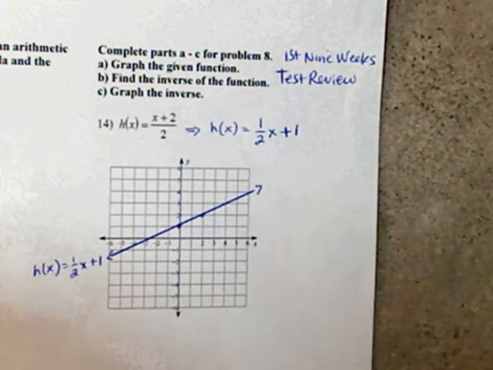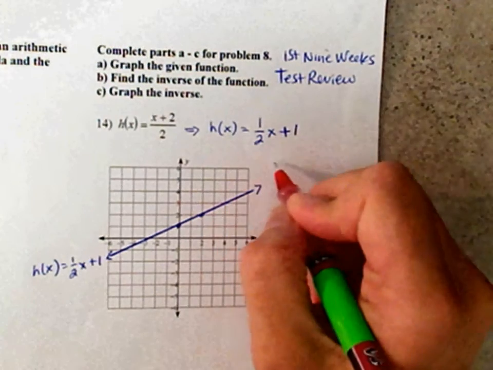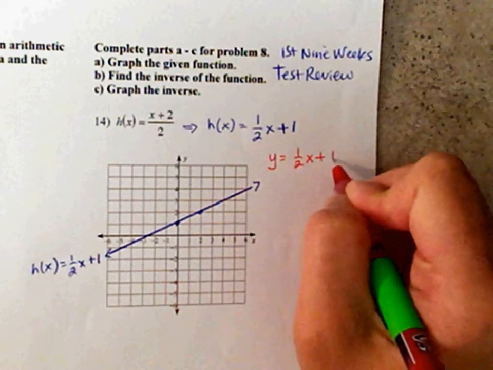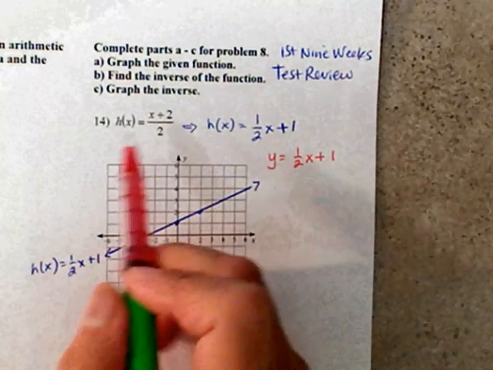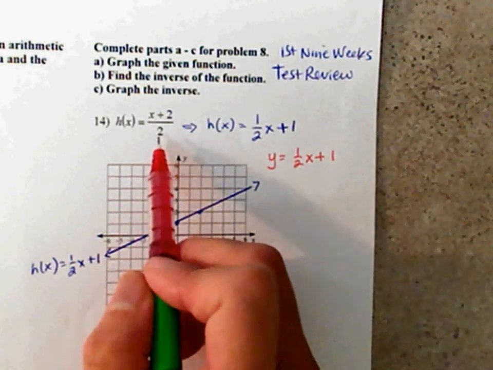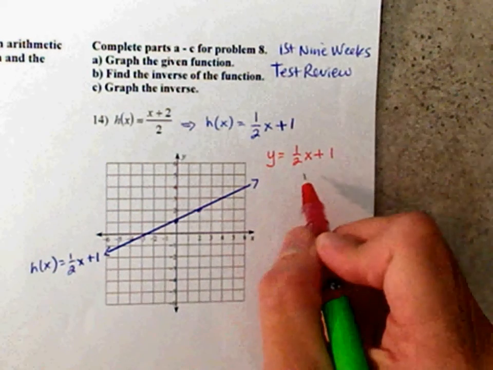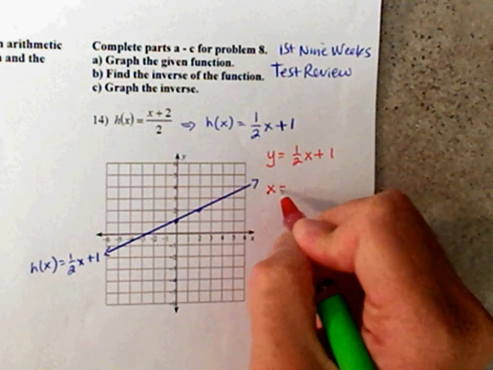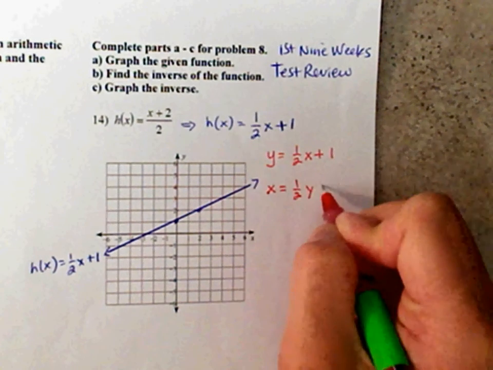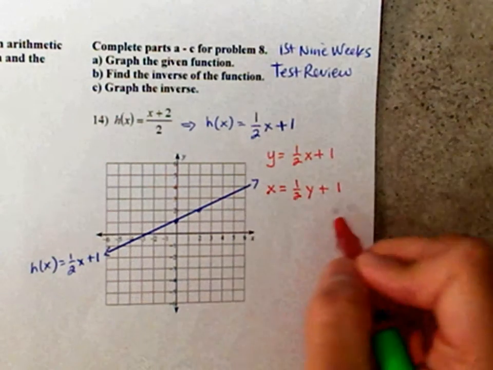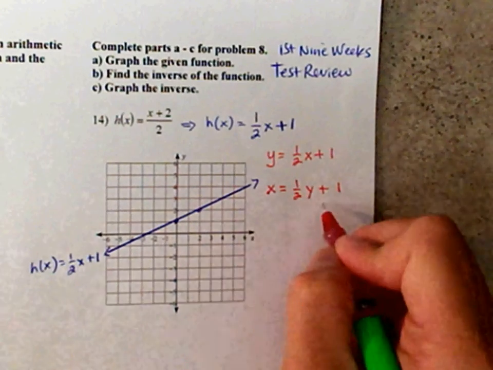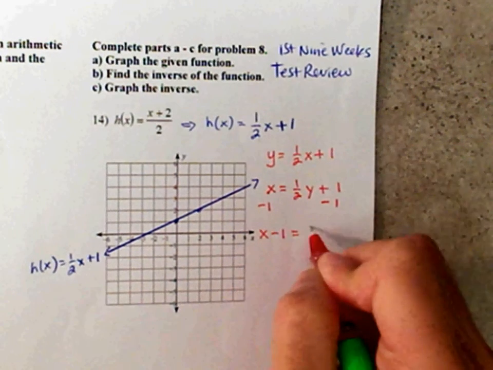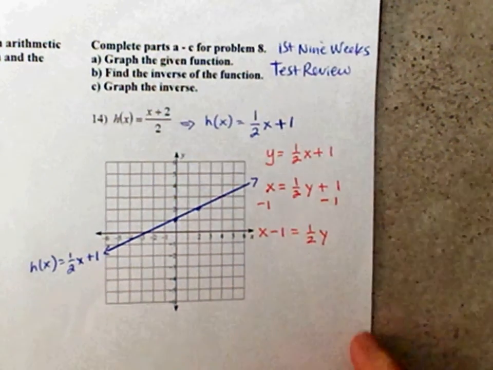To find your inverse, we'll rewrite this using y equals 1 half x plus 1. Now, if you want to go back and use that one, that will be just fine, and that will work just as well. First step, switch your x and your y. So your y becomes your x equal 1 half y plus 1. Okay? Solve for y. How do you solve for y? Subtract 1, subtract 1. So x minus 1 is equal to 1 half y.